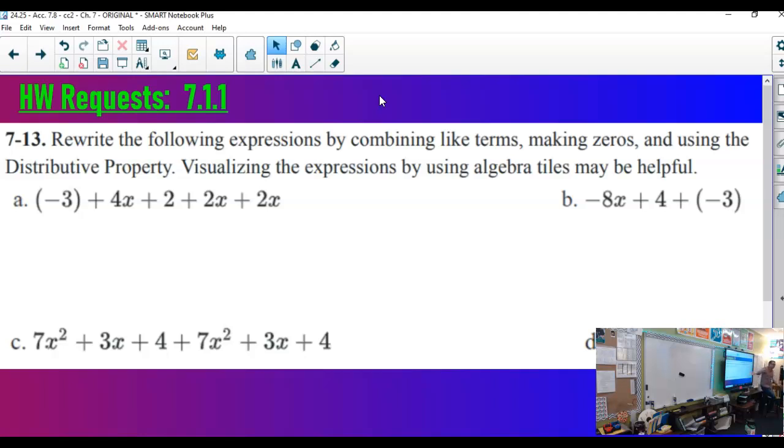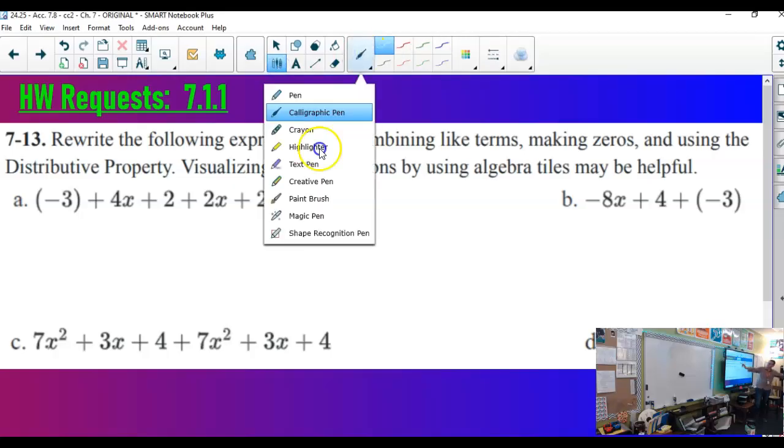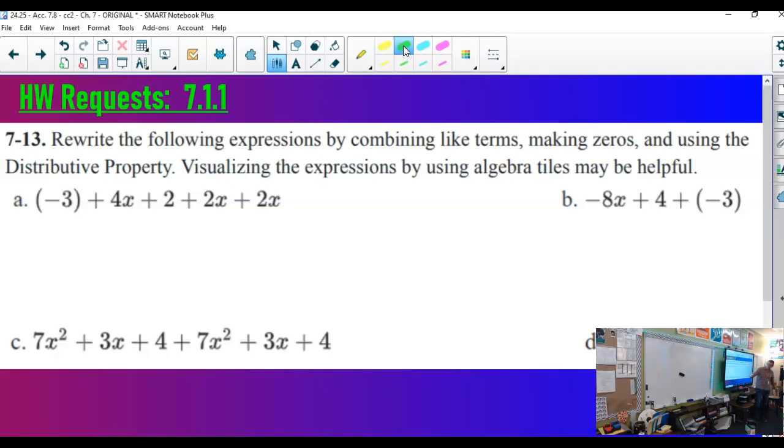Can anyone help me with C? Harrison? You have to combine like terms. What is going to determine like terms? The variables and coefficients. So 7x squared. What else should I highlight green? 7x squared, I already did. I'm just teasing. All right, so that's going to get 14x squared. Then 3x. What else should I highlight yellow? 3x, I already did. The other one.